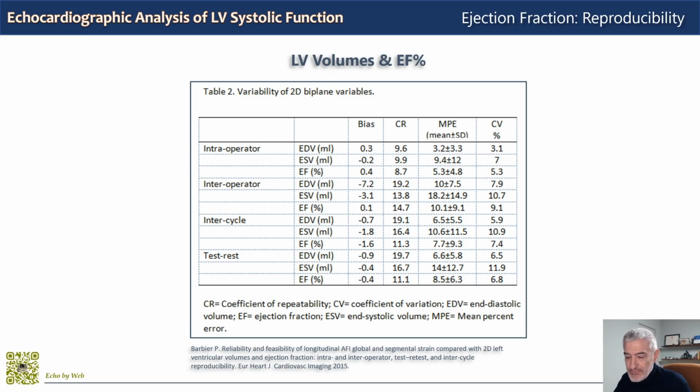in some papers. This is the analysis of reproducibility of volume, diastolic and systolic, and ejection fraction performed from this paper, which looked at comparing reproducibility of 2D volumes and ejection fraction against longitudinal wall deformation. This is a 2015 paper. This table shows the values for the 2D variables, the diastolic and systolic volume and ejection fraction.